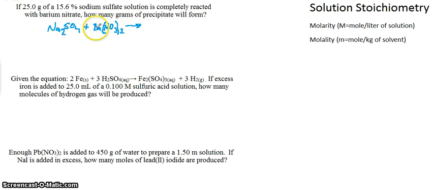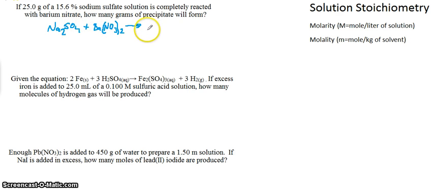This is a double replacement reaction or double displacement reaction depending on the phrasing, but this will only occur if one of the products is insoluble, and NaNO3 is going to be one of my products. That is soluble. All your nitrates are soluble. The barium sulfate will be my precipitate. That will be the insoluble thing.